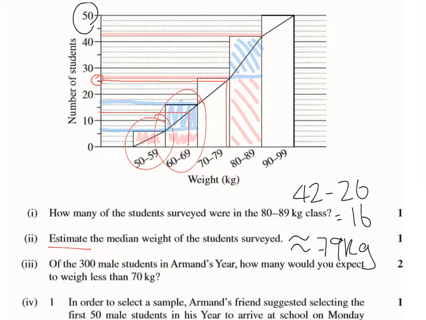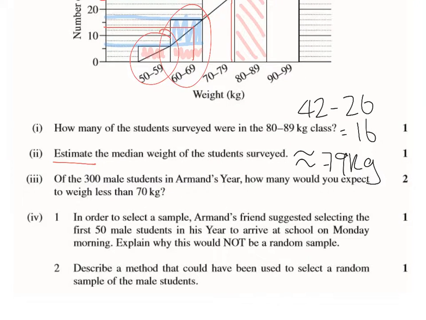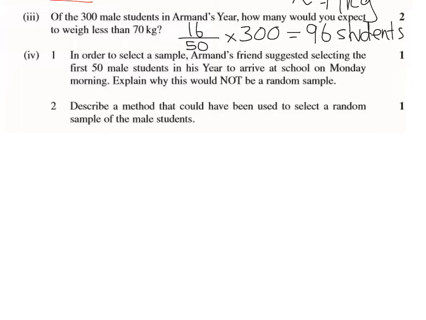So we have 16 students in the 60 to 69 weight category, and because we are doing a sample and we know how many is in the total year, if we've got 16 out of 50 in our sample and we need to apply that back to the total population, what we need to do is do what we do for stratified sampling, which is the proportion in the sample, which is 16 out of 50, multiplied by the total number in the population. So we would expect 96 students to weigh less than 70 kilograms in the whole year group.